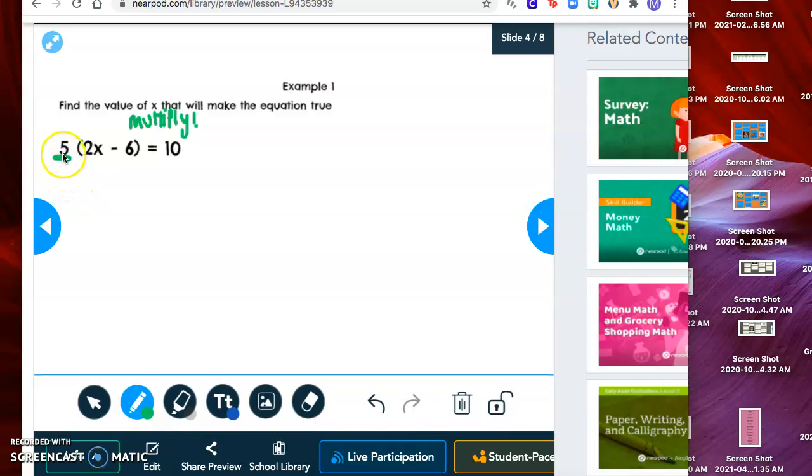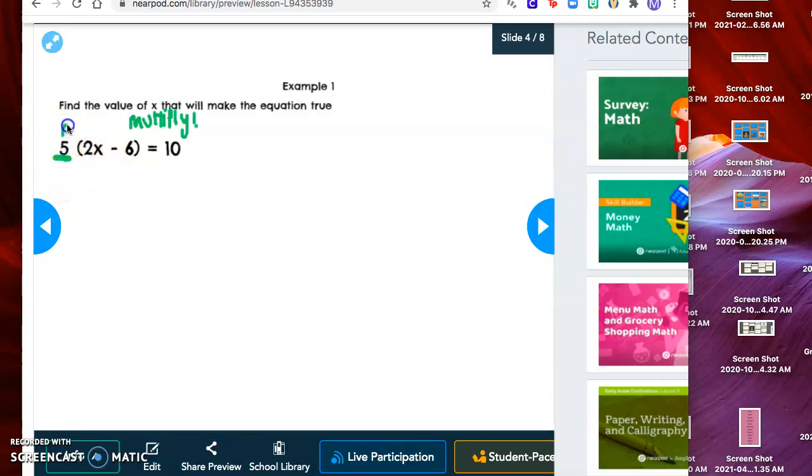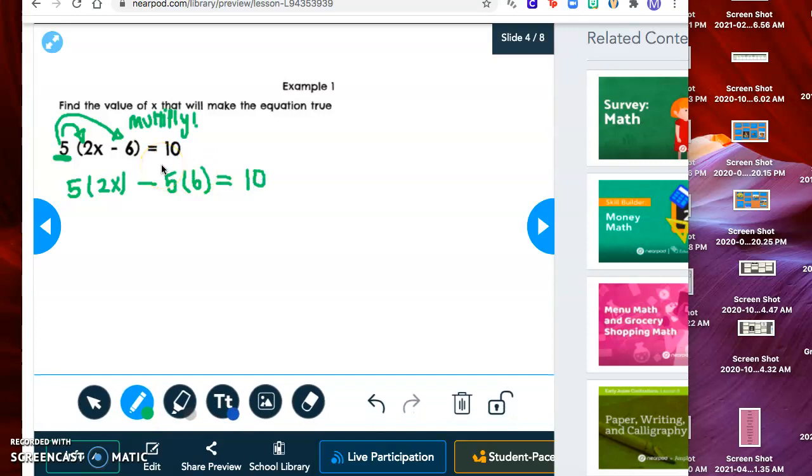So what are we multiplying? We're going to have to multiply the 5 with the 2x. So here I'm going to put 5 times 2x. And we have a minus, so this is minus. And now we have a 5 times 6. And then equals 10. The 10 just is there, that's just the equation.